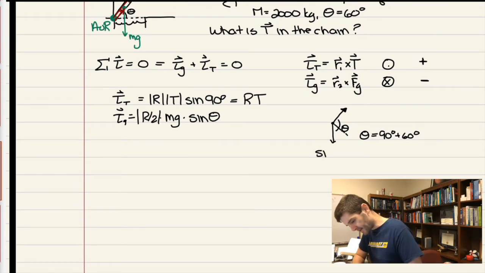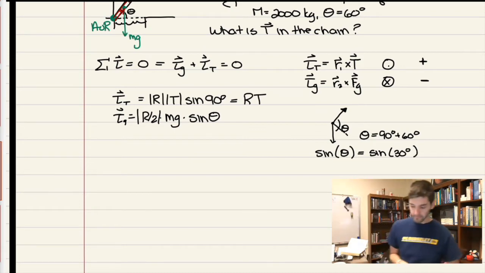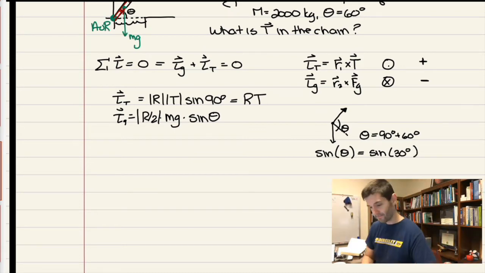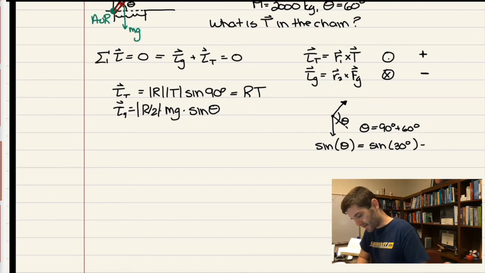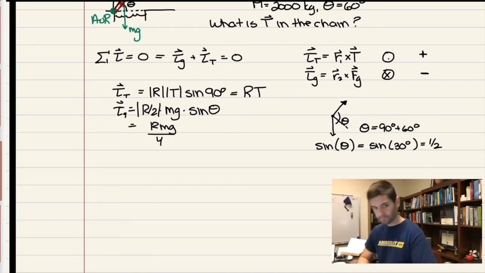So then the sine of theta is the same thing actually as the sine of 30 degrees in this case by trig identities. Sine of 30 degrees is a half, so then this just becomes R mg over 4. All right, and we're going to throw a negative sign in front of it because it is pointing into the page.